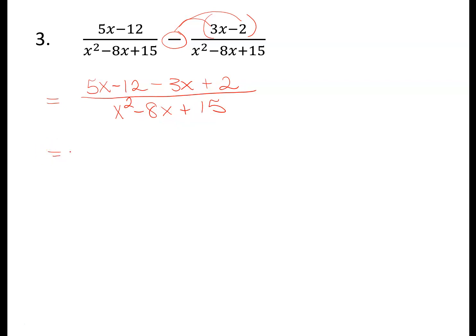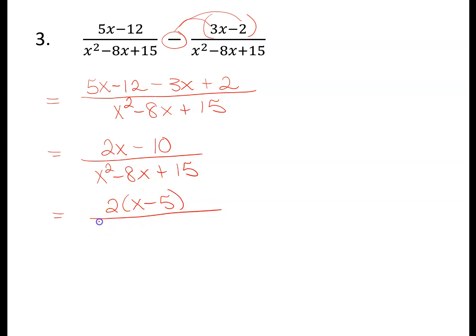Now let's combine like terms on top. We've got 5x minus 3x is 2x, and negative 12 plus 2 would be a negative 10. So at this point, we have subtracted the fractions, and this is the answer. But we want to check to see, can we simplify that answer? So we can't cancel right now. We have to factor first. In order to simplify, we have to factor. So on top, I have a GCF of 2. I'm going to pull that out.